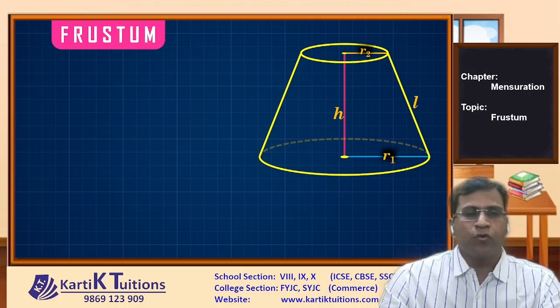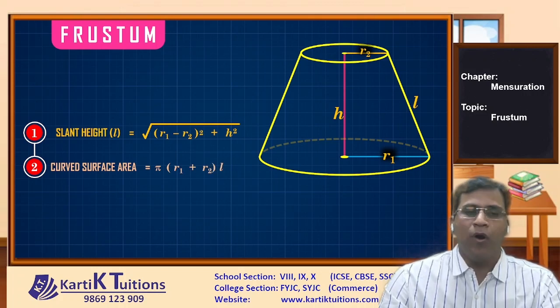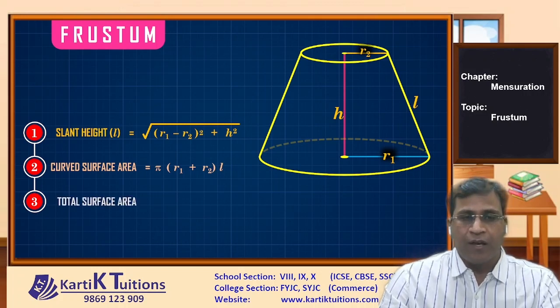Now in this we are first going to talk about slant height. Now slant height here is nothing else but root of (R1 minus R2) the whole square plus h square. The next is curved surface area. Now curved surface area here will become pi into (R1 plus R2) into L. Then the third is total surface area. Now when I say total surface area, I am going to talk about curved surface area plus area of the larger circular face, that is pi R1 square, plus area of the smaller circular face, that is pi R2 square.